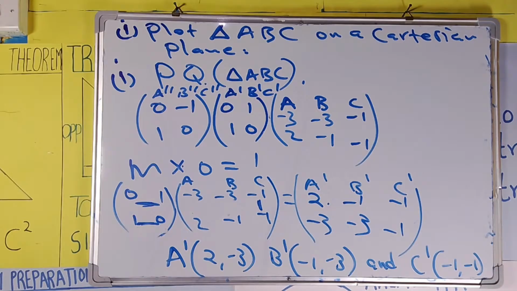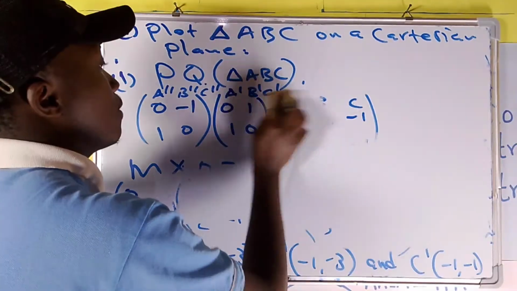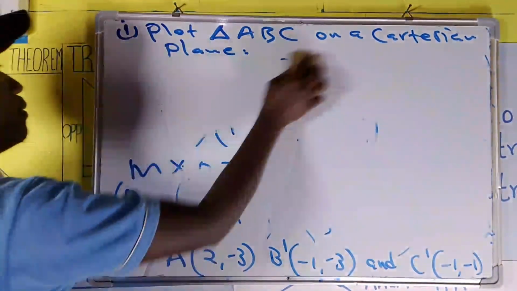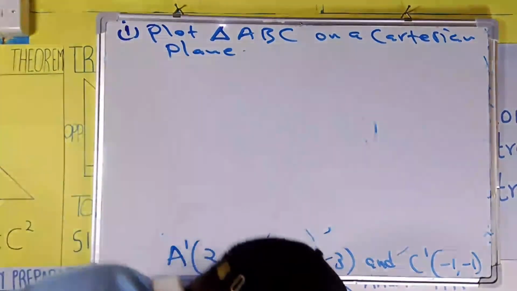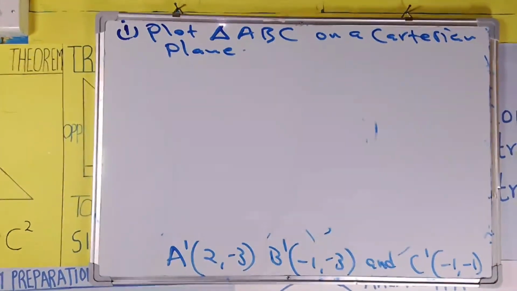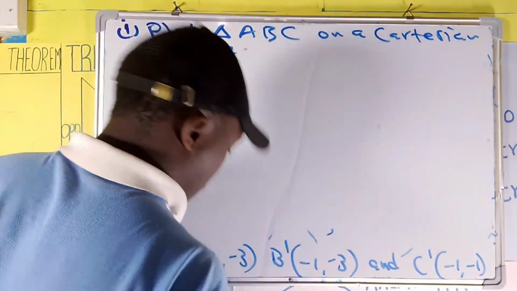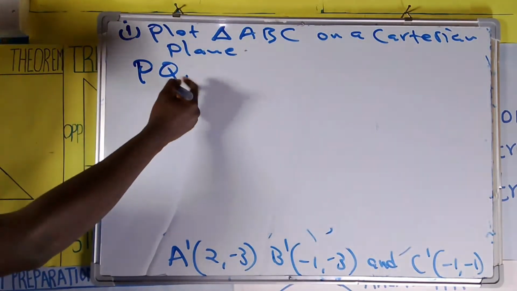Okay, let's continue. So after we are done with that, the reason we said it is called successive transformation is because we were doing our first transformation was PQ. So we are done with P.